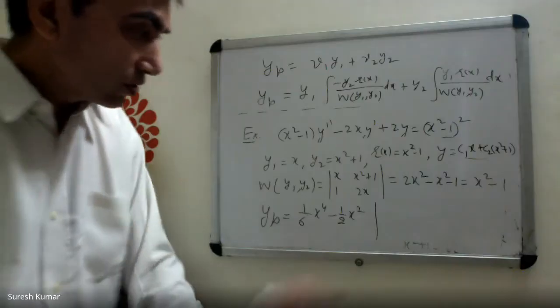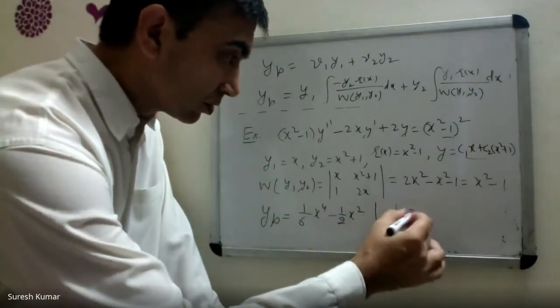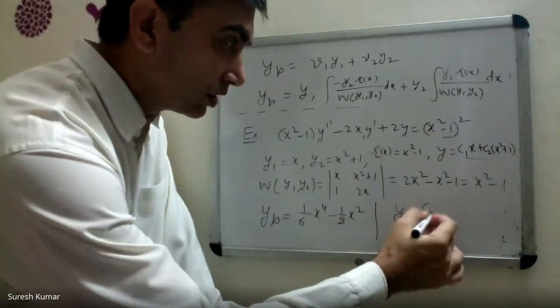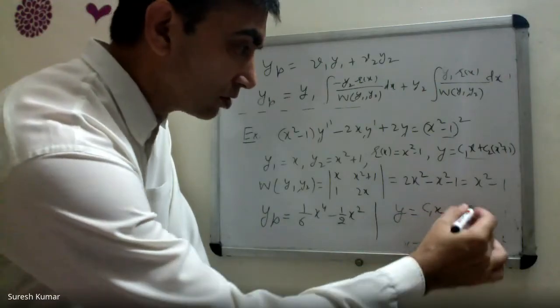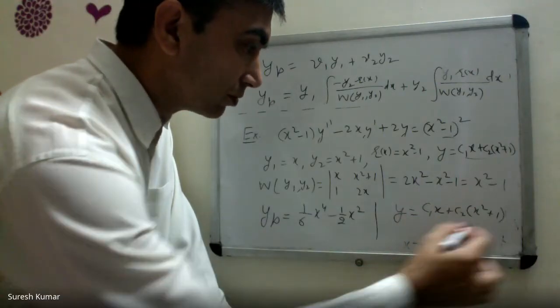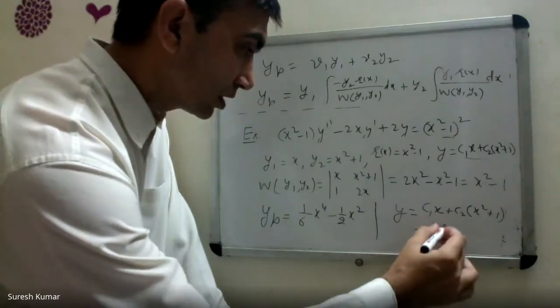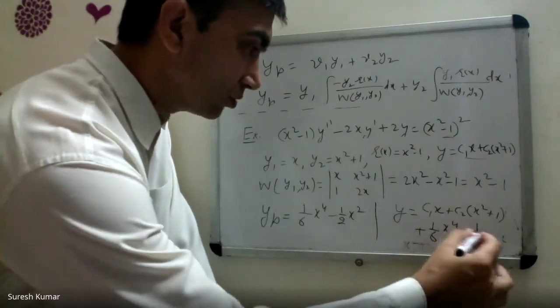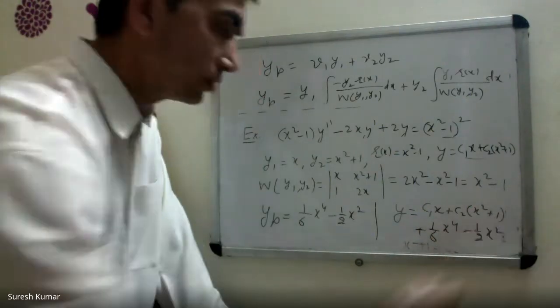So what is the general solution of this? C1 x plus C2 (x squared plus 1) plus 1 over 6 x to the power 4 minus 1 by 2 x squared.